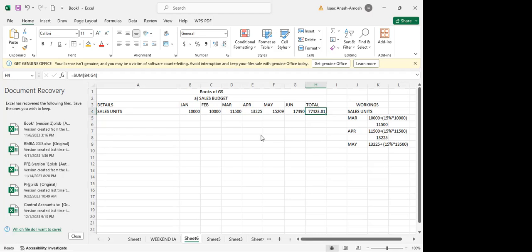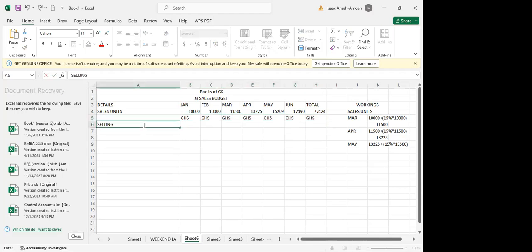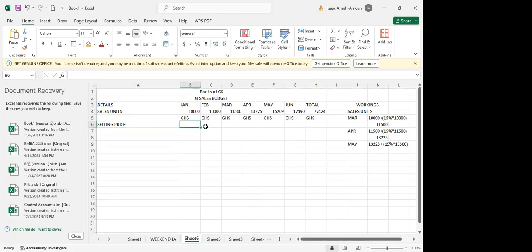Okay, 424. All right. Then we can look at the selling price, which is the next element under the sales budget. I'll have to put down the currency sign for all of the months. Then I bring in the selling price. The selling price for the first 4 months is 120 cedis. So from January to April, 120 cedis.